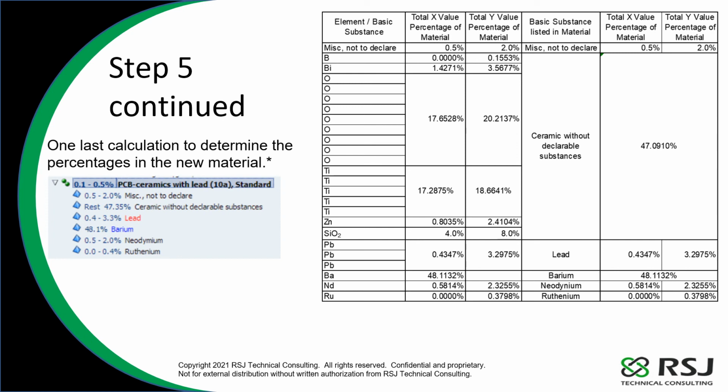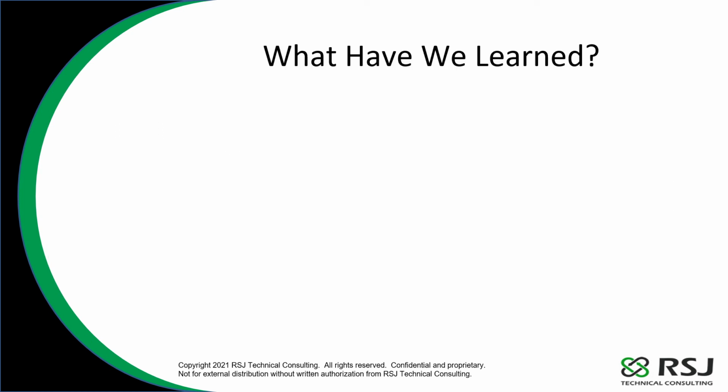I've also chosen to keep the neodymium and ruthenium even though they're not declarable because they are rare earths and they can be important in securing future supplies to know that you might have a potential critical mineral that you need to secure. So what have we learned?